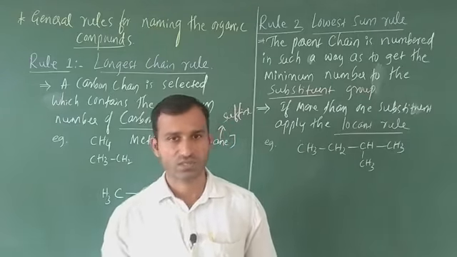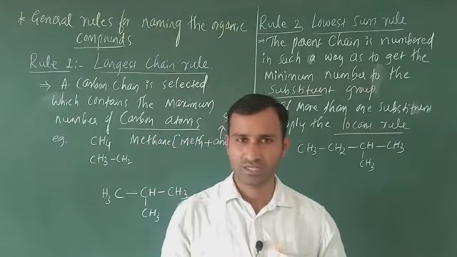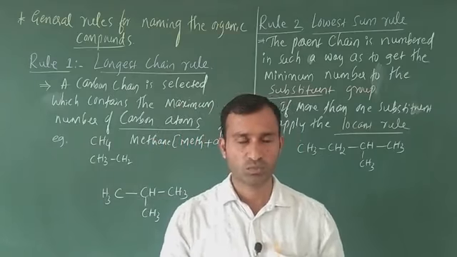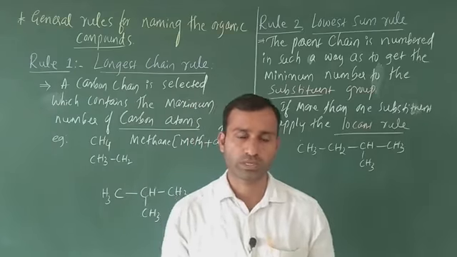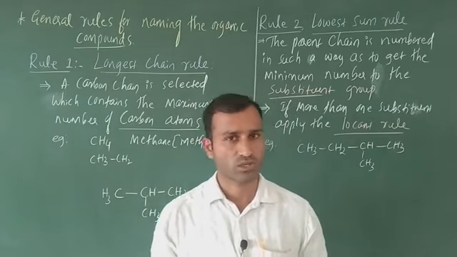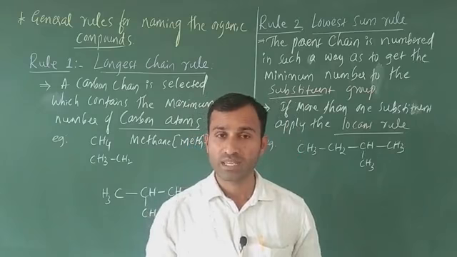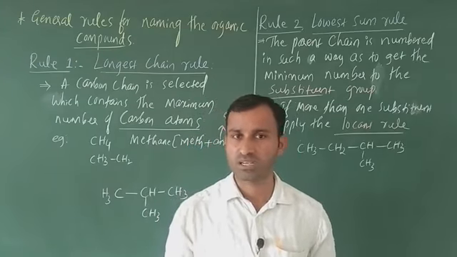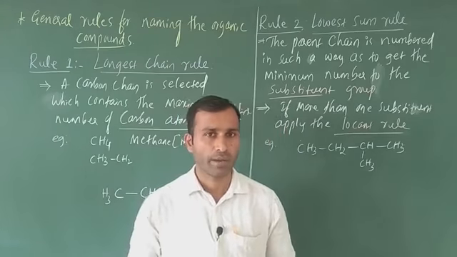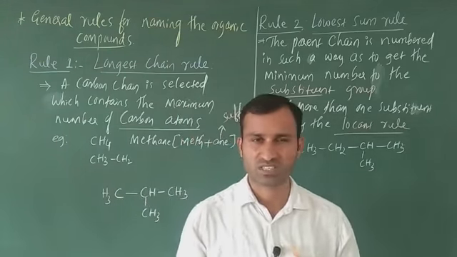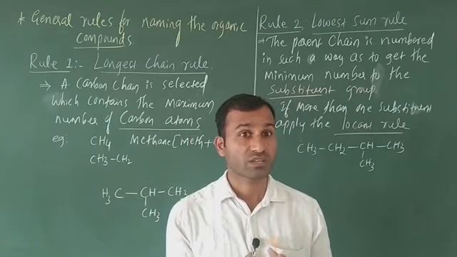Hello friends, as we discussed in the last video, IUPAC nomenclature is divided into three parts. One is the word root, second is the suffix, third is the prefix. The word root indicates the parent chain of the given molecule or compound.